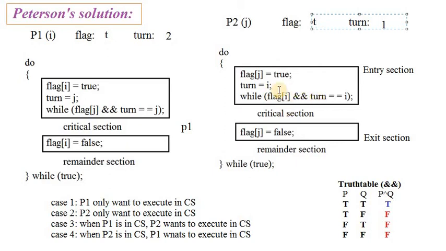Then while of flag of I and turn is equal to I. What is the flag of I value here? True. So the first condition is true, and turn is equal to I, turn is equal to the I value, that is 1. Yes. So here both the conditions are satisfied. When both are true, the final result is also true. Then whenever the condition gets true, we should enter into the while loop and execute the while loop body.